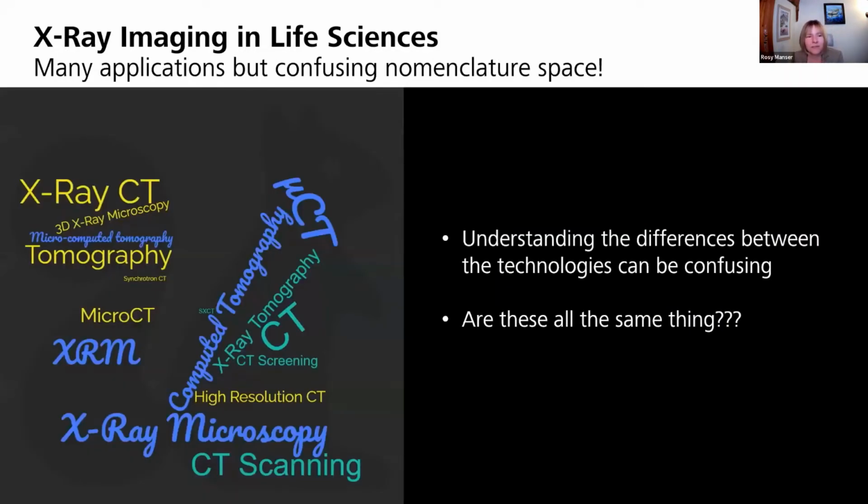So when I first came to X-ray imaging in 2015, as I say, I came from light microscopy, and one of the things that struck me most was the complexity of the nomenclature in this imaging space. There are so many different terms and abbreviations which seem to get used interchangeably with each other. And for me, particularly, understanding the differences between what these terms mean, what the technologies are, which applies to which, was quite confusing. Are they all the same thing? Are they different?